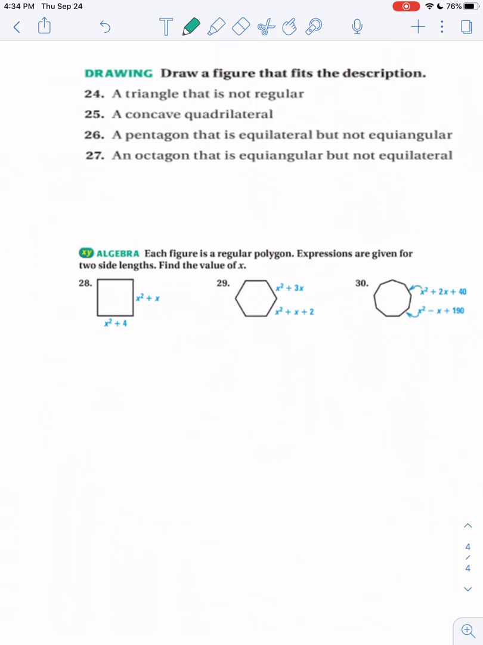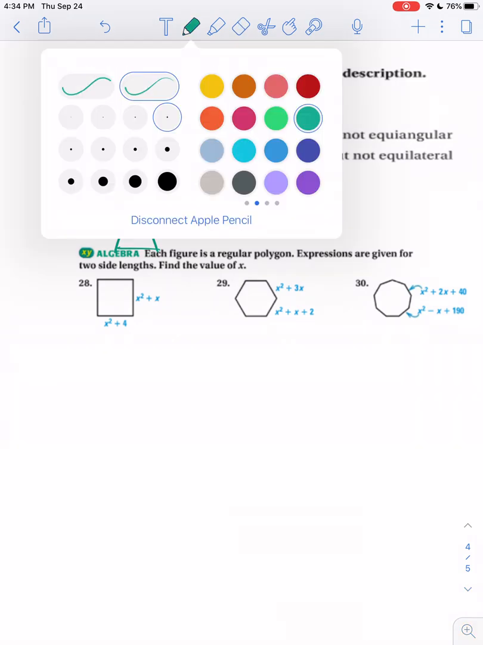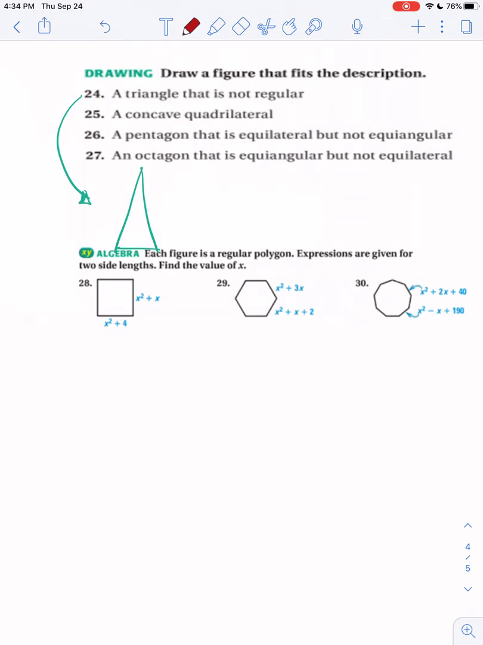They want us to draw these figures. It's a triangle that's not regular. So we're going to make sure that the sides or the angles aren't all the same. So I'm just going to draw a tall, skinny triangle, and that's obviously not regular. Number 25, it's a concave quadrilateral. So it has to have 4 sides and it has to cave in. So I'm just going to do, oops, that's not a very good one. Let's try that again. We're going to make sure it caves in and it has 4 sides. Here we go. 1, 2, 3, 4.